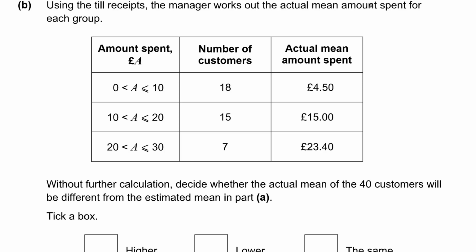Now let's think about what we did when we worked out the estimated mean. We used the mid values of each of these. So from 0 to 10 we used 5, from 10 to 20 we used 15, and from 20 to 30 we used 25. So you can see that the actual spend here was less for that group. It was the same for this one, and it was less for this one. So I would say that overall it's going to be lower, and the reason is the actual amounts were less than our estimated midpoints.